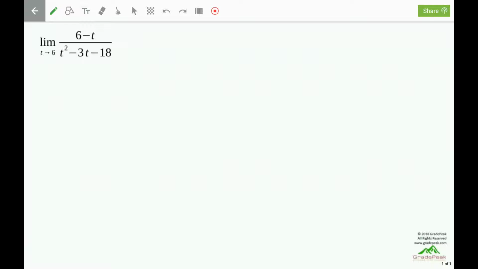Limit as t goes to 6 of (6 minus t) over (t squared minus 3t minus 18). The first thing we're going to do is try plugging the 6 in for all of the t's. In the numerator we have 6 minus 6. In the denominator we're going to have 6 squared minus 3 times 6 minus 18. 6 squared is 36, so in the denominator we'll have 36 minus 18 minus 18.